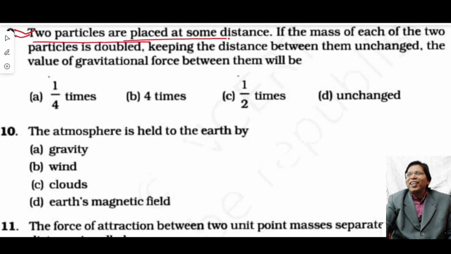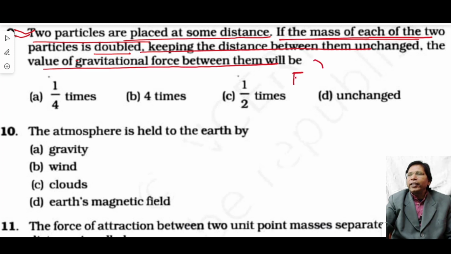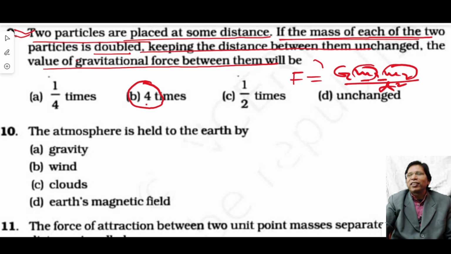Two particles are placed at some distance. If the mass of each of the two particles is doubled, keeping the distance between them unchanged, what is the value of the gravitational force between them? Look at this, the gravitational force F is G M1 M2 whole divided by d². Now look at this, M1 and M2 both become 2 times. So 2 times 2 is 4 times. So the gravitational force becomes 4 times the initial gravitational force.